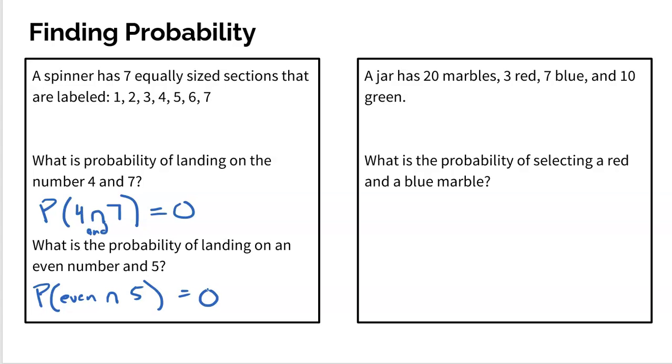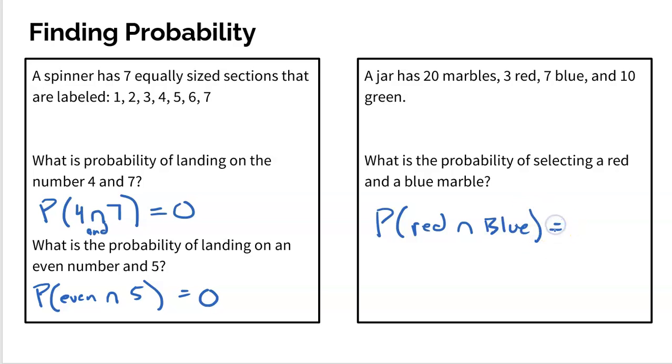So again, when we think about "and," we think about both. Got to be both. Can't be both even and 5. All right, another example here. A jar has 20 marbles, 3 red, 7 blue, 10 green. What is the probability of selecting a red and a blue marble? So if I reach in and I select one marble, what is the probability it is red and blue?